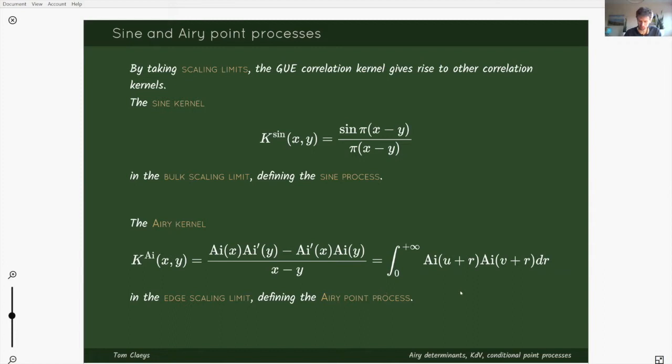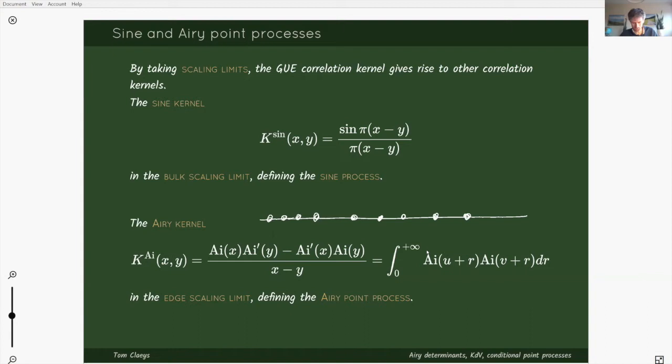So it's points on the real line. You have a largest particle, and then there are some particles to the left, which will repel each other in some way. And yes, there are somewhat more particles towards minus infinity than there are at finite values. So you can think of something like this as a typical configuration in this Airy point process.